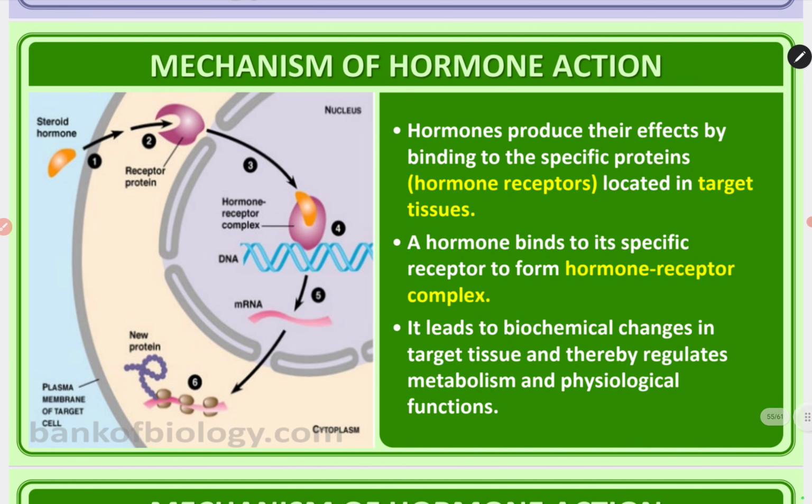Mechanism of hormone action. Hormones produce their effect by binding to specific proteins called hormone receptors located in the target tissue. A hormone binds to its specific receptor to form a hormone receptor complex like this. Here you can see it is a steroid hormone. It comes to a particular specific tissue where the receptor protein is present, and it then binds and becomes a hormone receptor complex. It leads to biochemical changes in the target tissue and thereby regulates the metabolism and physiological functions.